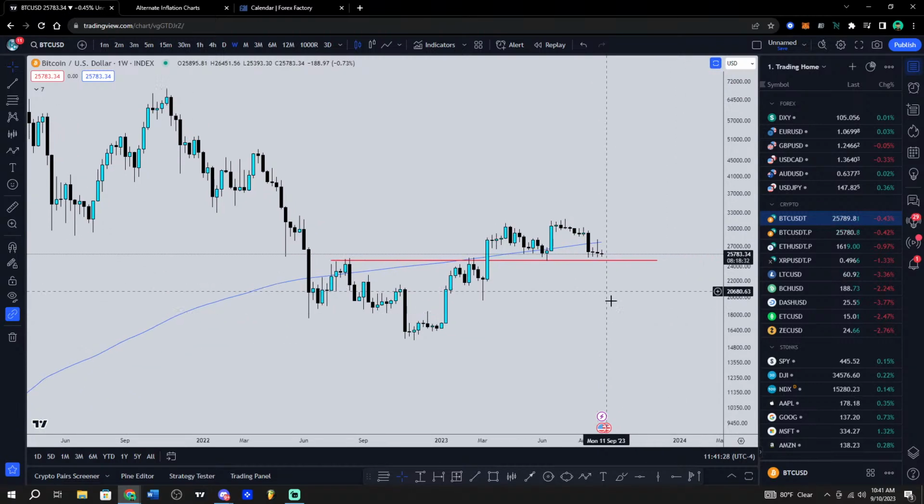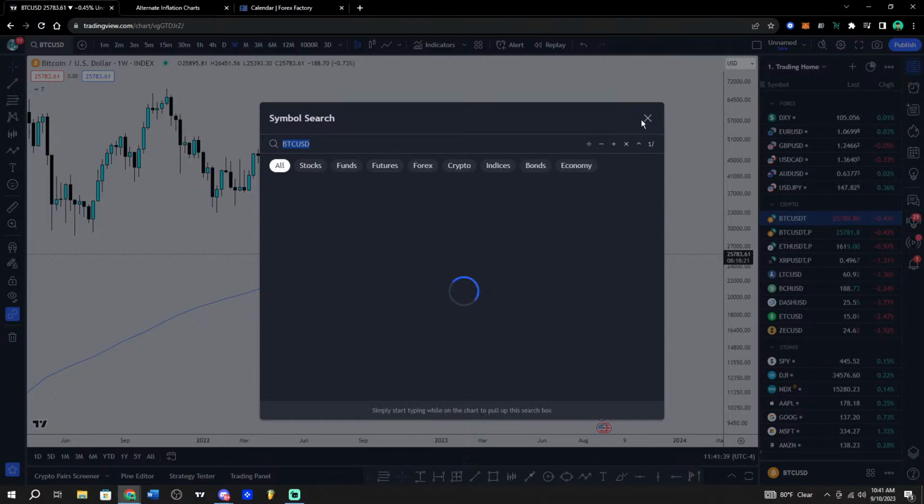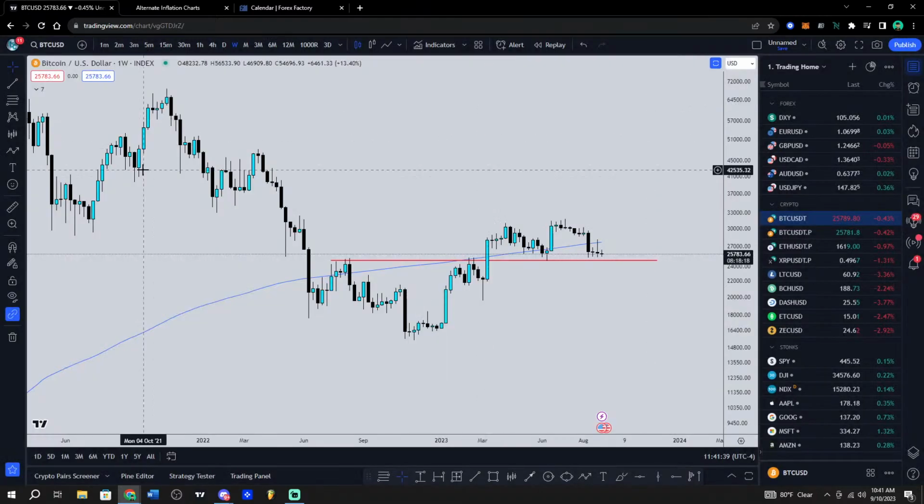All right, so yeah, we are below the 200 weekly moving average. Oh, there's my cat. Welcome back. So, yeah. But moving averages are made to be broken.